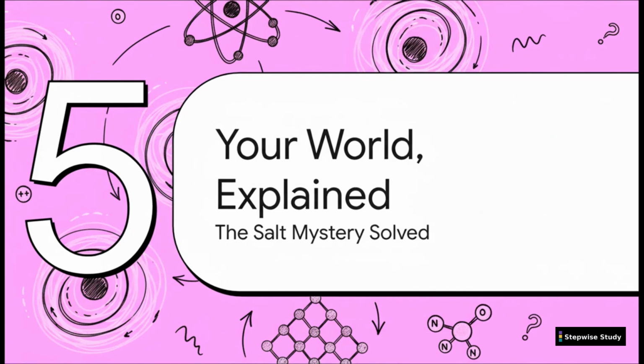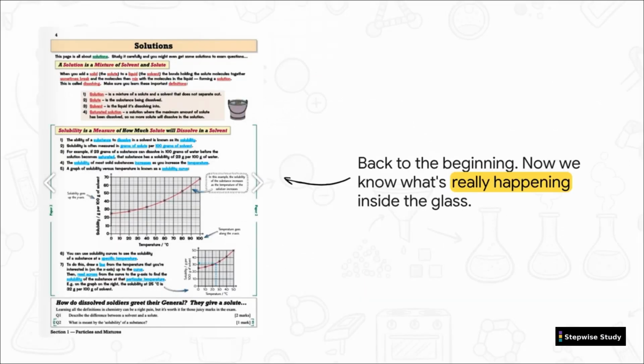Okay, deep breath. We've covered atoms, we've covered bonds, we've covered mixtures and how to separate them. We have all the puzzle pieces on the table. So it's time to go all the way back to our original question and finally solve the mystery of the disappearing salt. And here we are, right back where we started. But now, this picture shouldn't feel like a mystery at all. Now, we know exactly what's happening at that invisible atomic level.